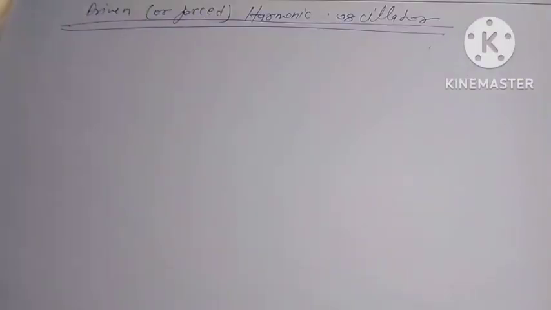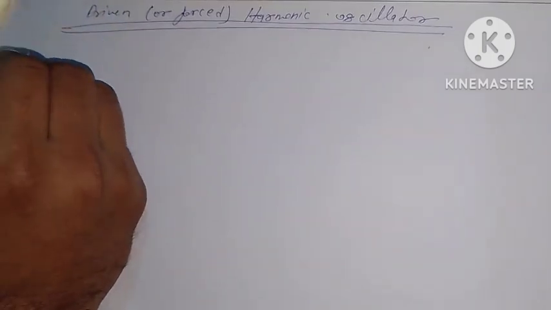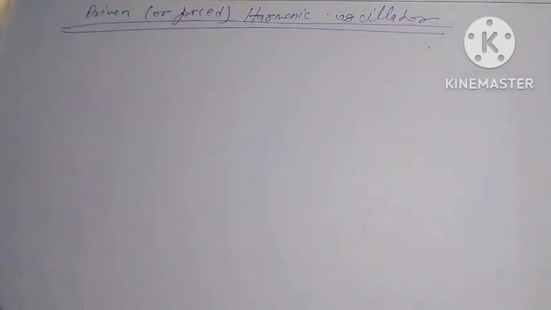Driven or forced harmonic oscillator. When the harmonic oscillator oscillates with its natural frequency in a medium like air, its oscillations get damped. The amplitude decreases exponentially with time to zero. The damping forces experienced may be friction, viscosity, etc.